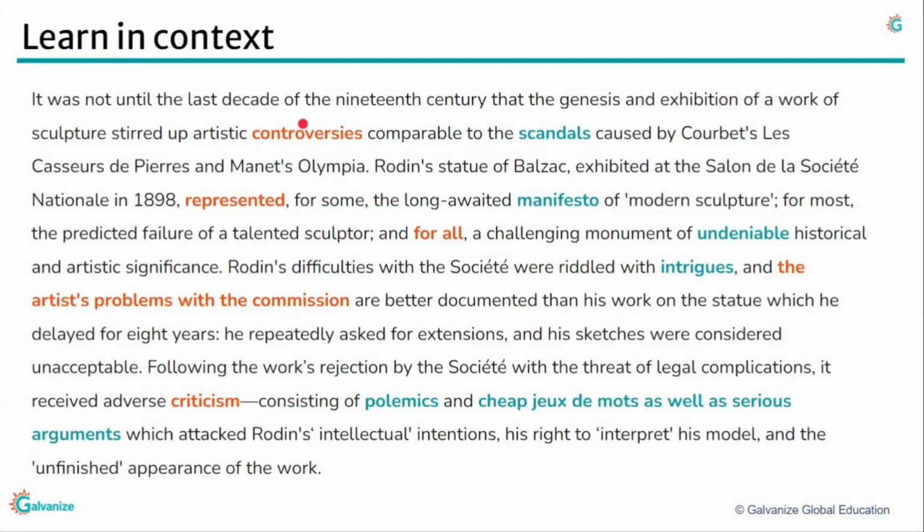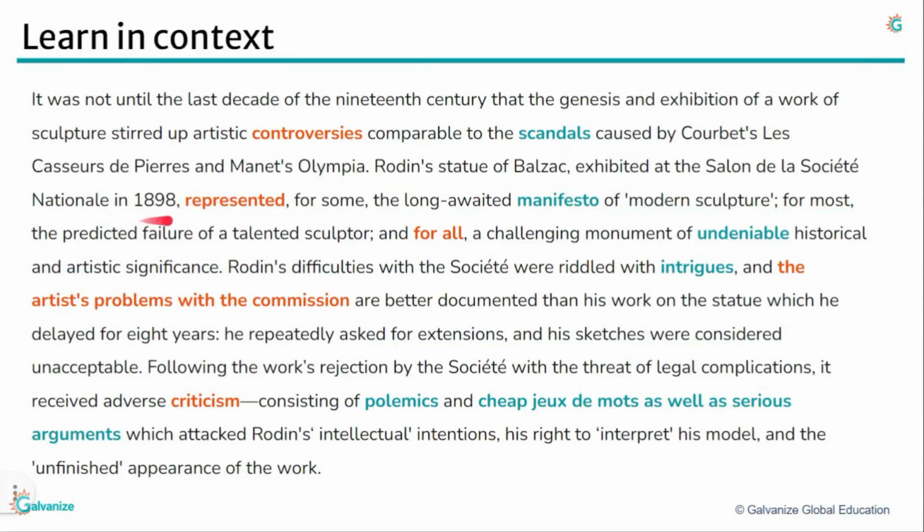It's just discussed all over. So maybe scandals are related to that meaning. Let's read the second sentence. Rodin's statue of Balzac, exhibited at the Salon de la Société Nationale in 1898. Okay, I don't need to read that either. Represented for some the long-awaited manifesto of modern sculpture. So Rodin's statue, I don't need this information, right?